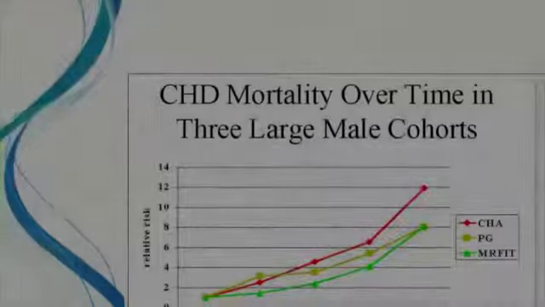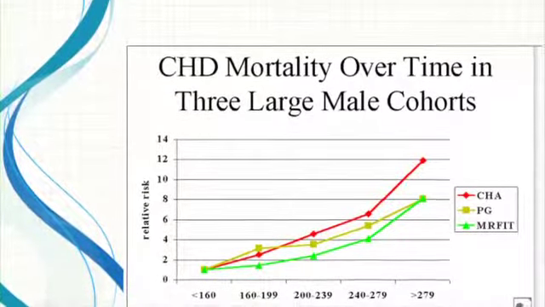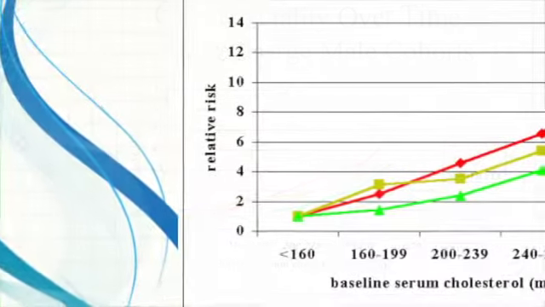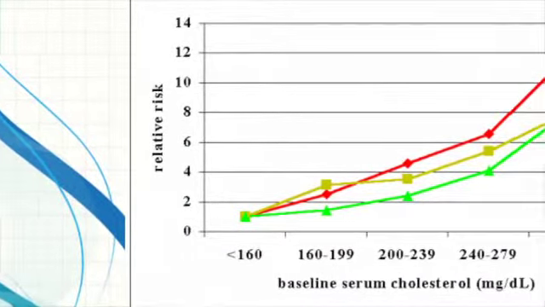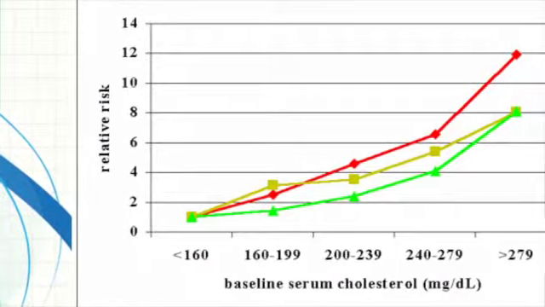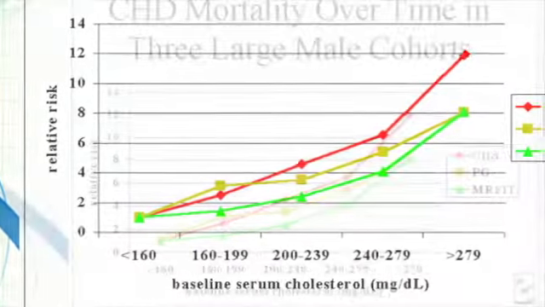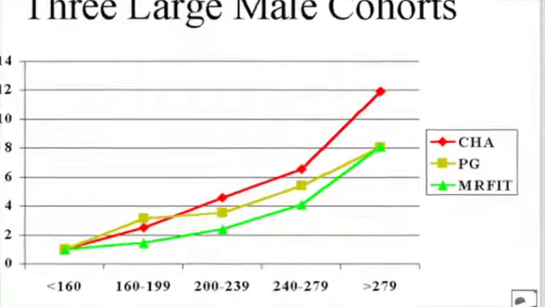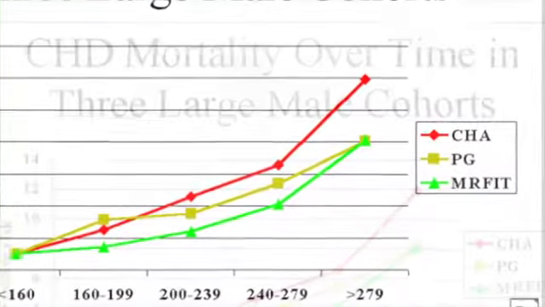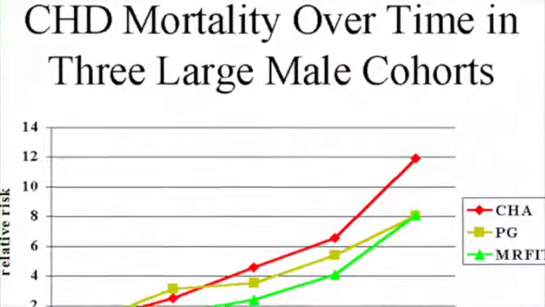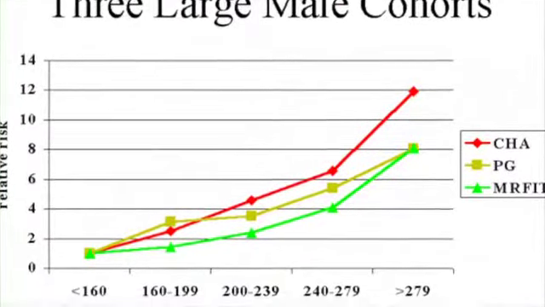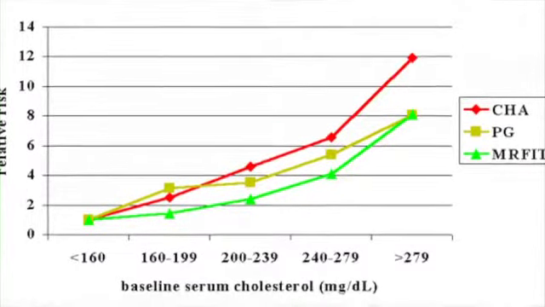As you can see by this slide, the amount of cholesterol that we have in our bodies actually increases our relative risk of heart attack and stroke. You'll see that coronary heart disease, that CHD mortality over time, increases in 3 large male cohorts. The same is true of females. And on the bottom line, on the horizontal graph, what you'll see is the baseline serum cholesterol.